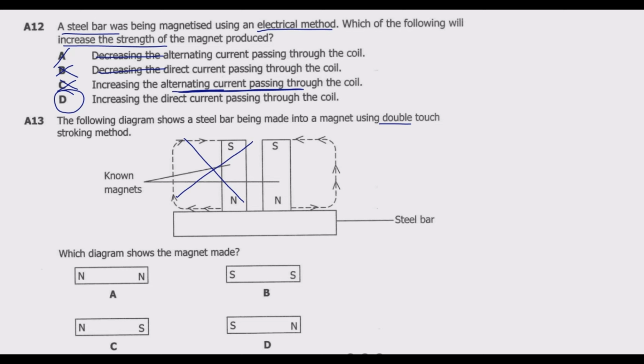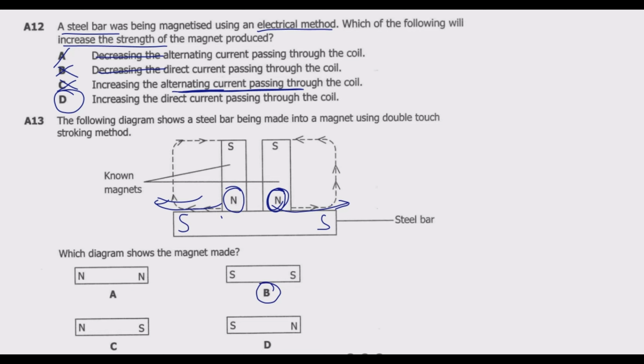But whatever we are going to discuss here applies even to the single touch stroking method. So in this case, what you notice is the stroking is in this direction. When you're stroking, the poles that are going to be produced at the end will be opposite to this pole, which is at the beginning. So since this is north, here we're going to end up with south. Then the direction again is in this direction. Then again, since this is north, this is going to be the opposite pole, which is south. So we are going to have south, south. So you notice that in this case, B is the correct answer.